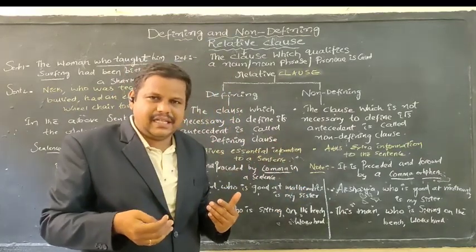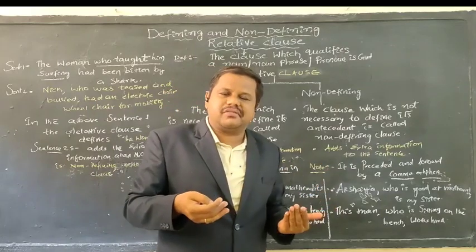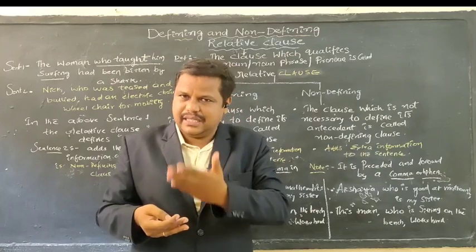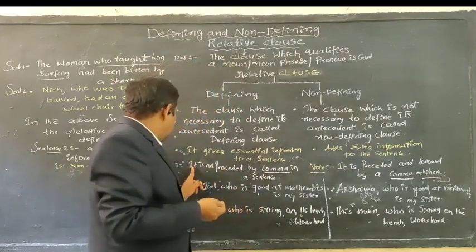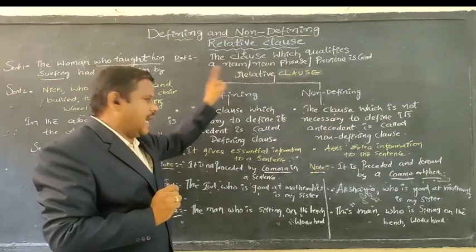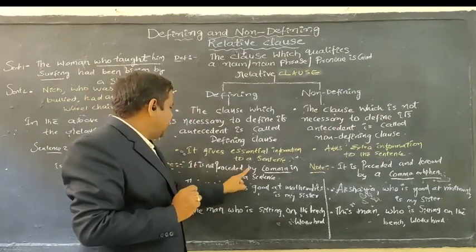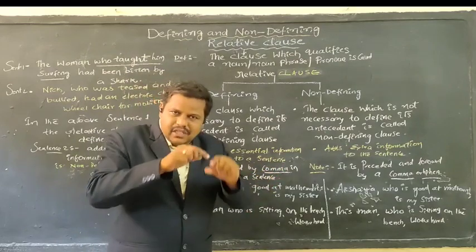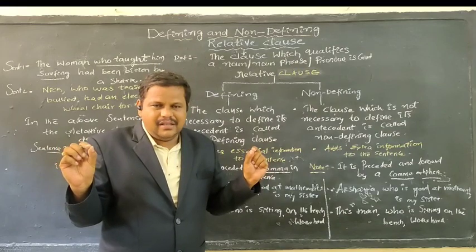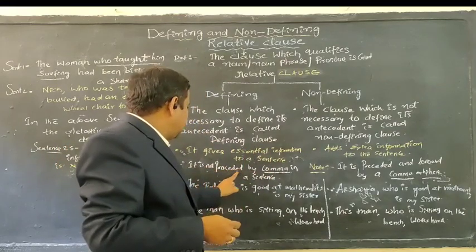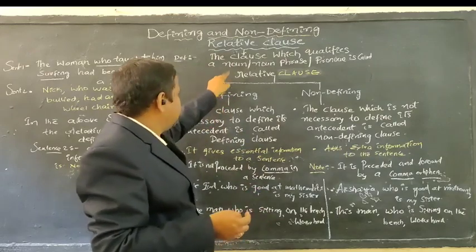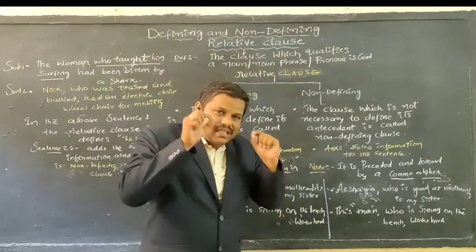You will understand clearly, and I'll even take one textual example from your textbook, the Attitude is Altitude lesson. A very important note: when you are using a defining relative clause, it is not preceded by a comma in the sentence. There will not be any commas in between. So note that it is not preceded by a comma. That is a defining relative clause.